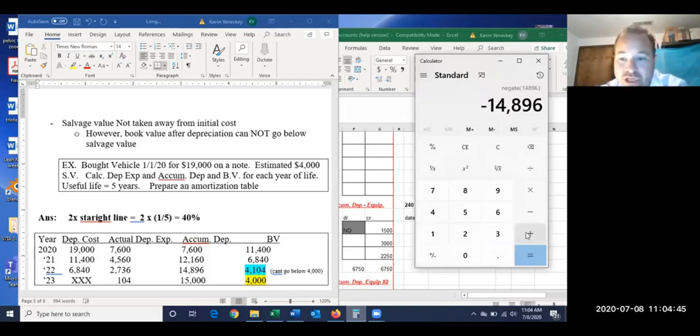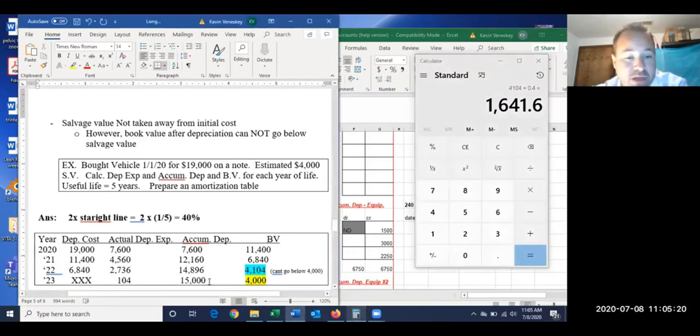Take that accumulated depreciation, mesh it with the original cost, and I'm left with the 4104 value. Now, when I take 4104 times 40%, I'm going to be really over what I need to be, because I can only take $104 in the final year. Even though this is a 5-year asset, I'm only depreciating it 4 years, because I can't go below the salvage. So my final year, I'm only going to take 104, not the 1641. That gives me the accumulated depreciation of 15, book value of 4,000.